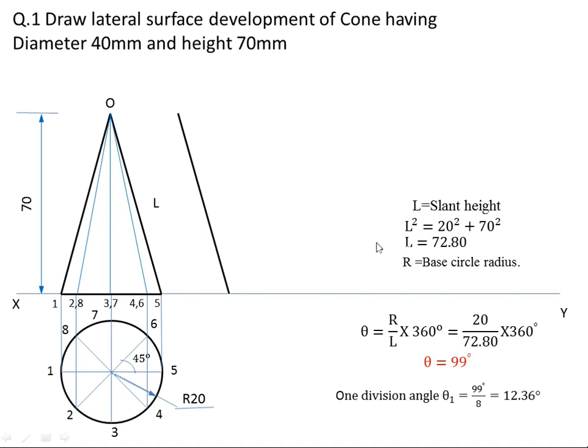So we find out the length. L square is equal to radius square plus height square, 20 square plus 70 square. So length is 72.80. And what is the base circle radius? R is the base radius, that is 20. So we have to find out theta, the inclination angle of this sector. Theta is equal to r by L into 360, so we get 20 by 72.80 into 360. Theta is equal to 99 degrees.